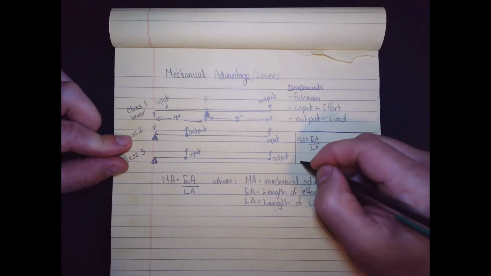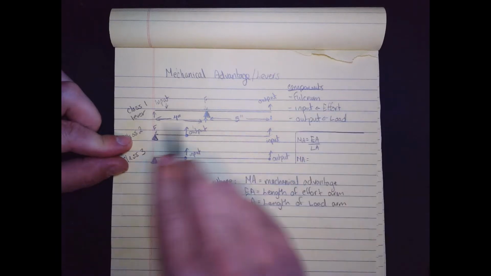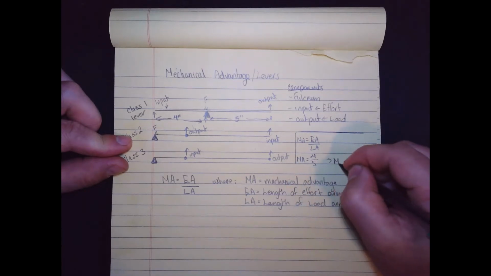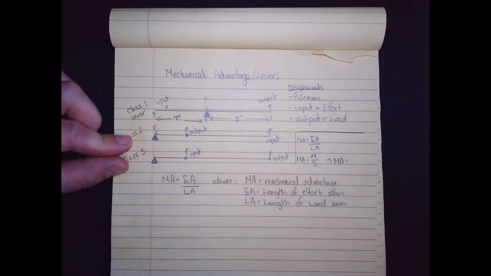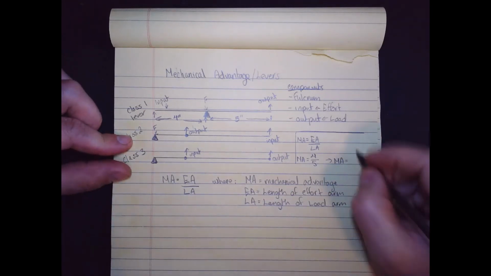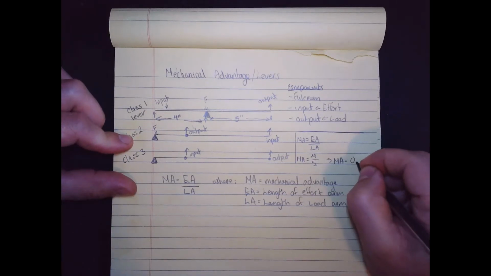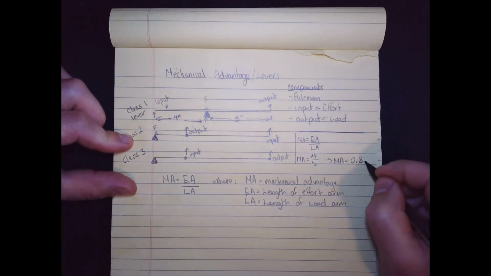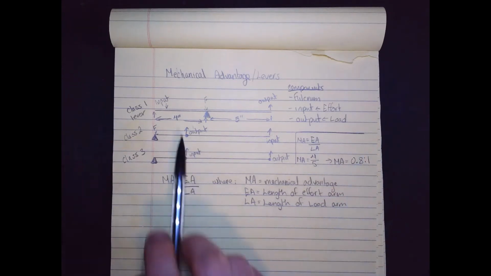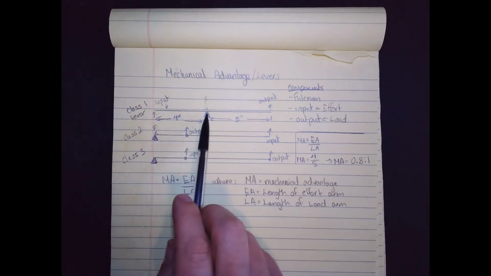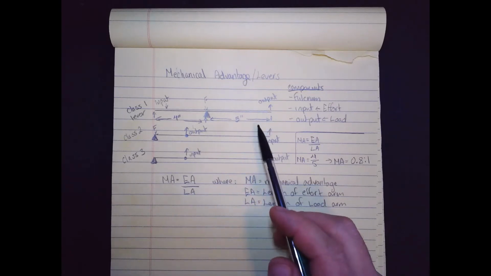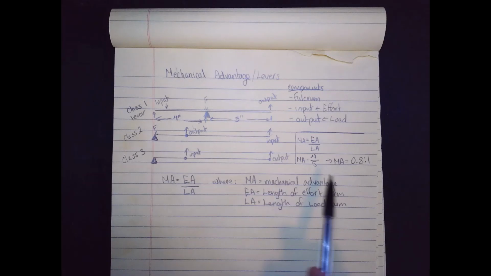And if we plug in our values, MA would be 4 divided by 5. And if we go to the trusty dollar store calculator, 4 divided by 5 gives us a mechanical advantage of 0.8 to 1. Right? So what that means is, because my input to fulcrum is shorter than my output to fulcrum, I don't have a whole lot of mechanical advantage here as far as getting more out than I put in. In this case, actually, I'm going to get less out. 80% is what I'm going to get.